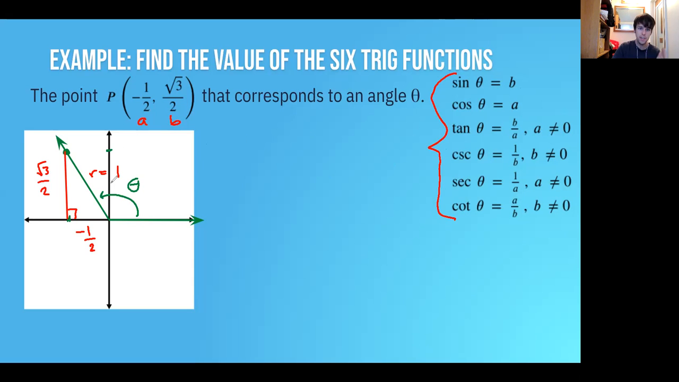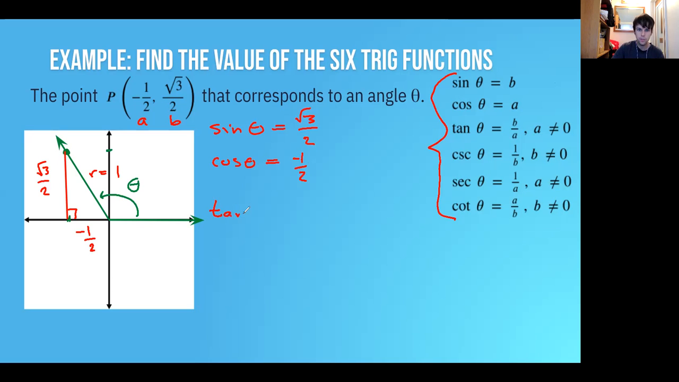All right, so sine of the angle is equal to the b, the y coordinate. So sine of our angle is equal to √3/2. Easy. Cosine, again, pretty easy. Cosine of our angle equals the a, the x coordinate, which is just -1/2.